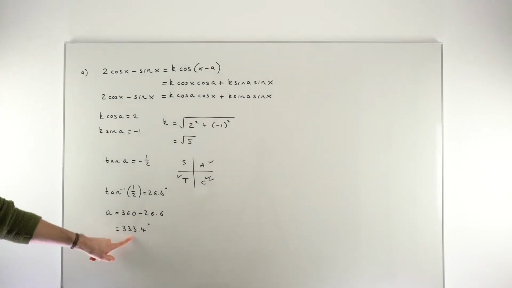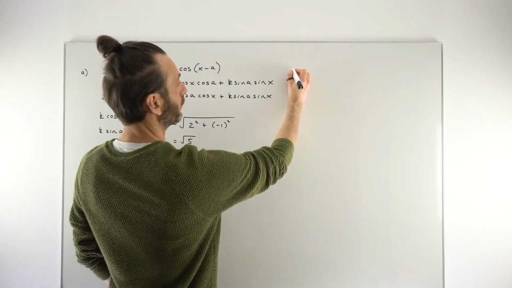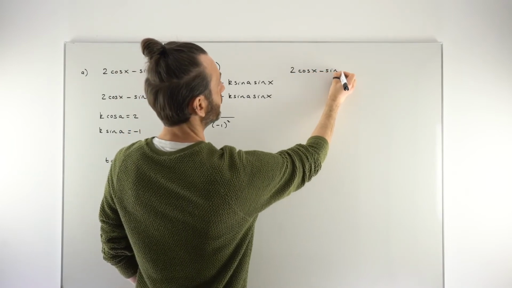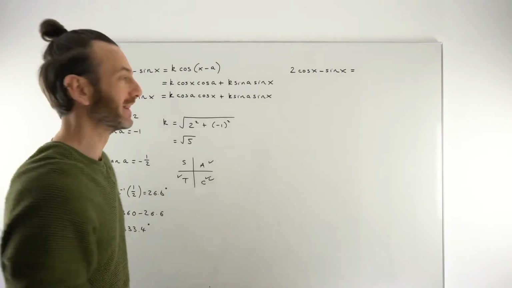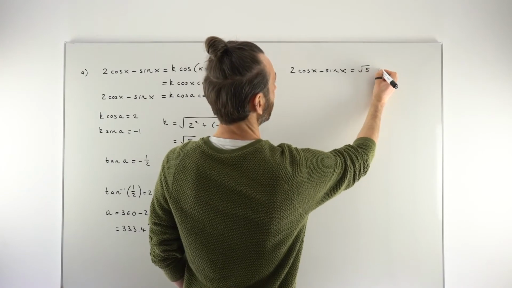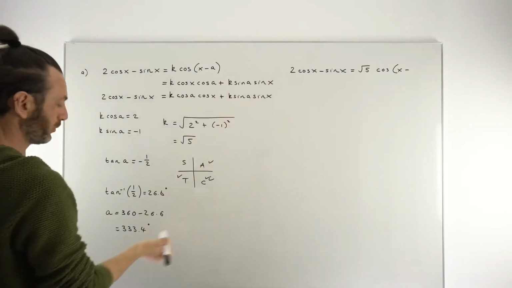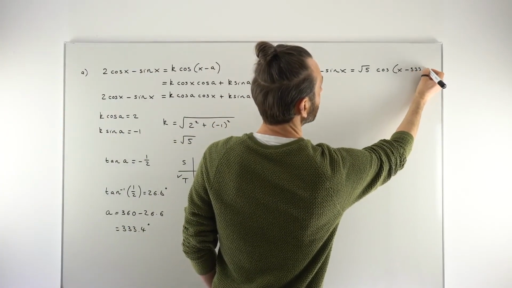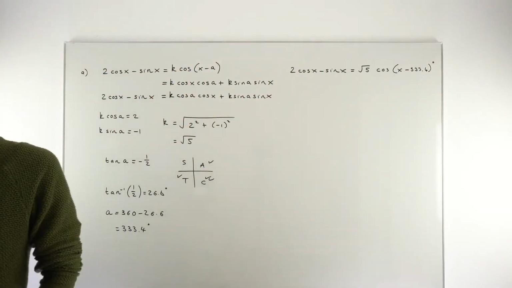So what does that tell us? Well, that tells us we've got our A value and we've got our K value. So we can then go back to the original thing and we can write that 2 cos x minus sine x is equal to, and remember this is really what these questions are about, just finding the K and the A value. The K value was √5. So it's √5 cos of x minus the A value, which we now know is 333.4 degrees. And we're done with that part of the question.